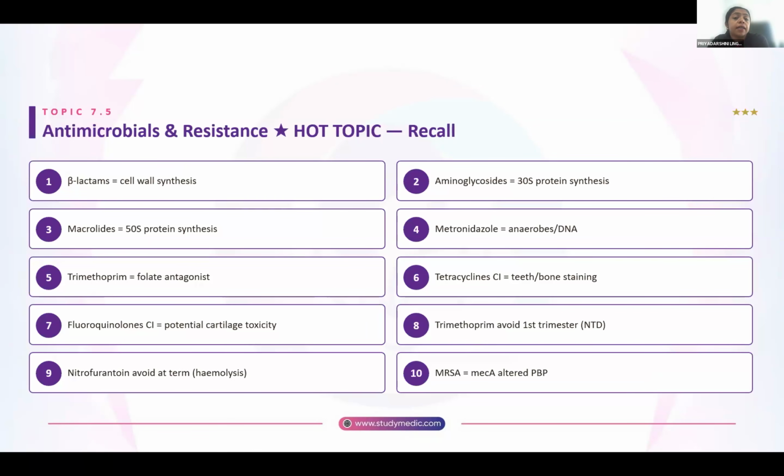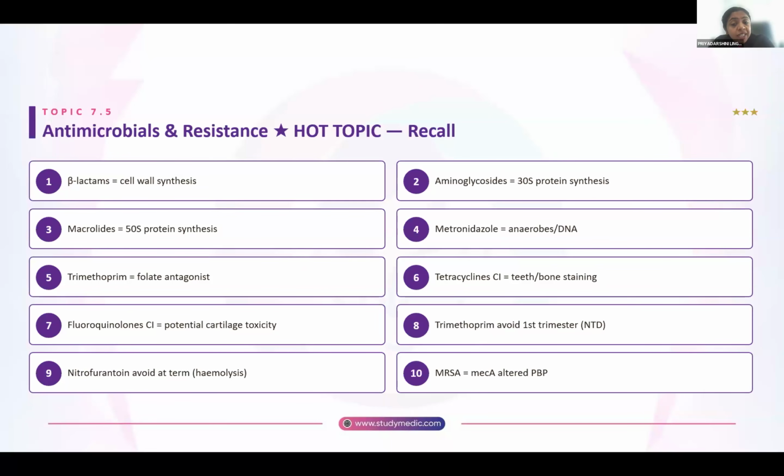So, what are the key recalls that you have to remember here? Your beta lactams is for your cell wall synthesis. Your aminoglycosides is your 30S protein synthesis. Your macrolides is your 50S protein synthesis. Your metronidazole is for anaerobes and DNA. Trimethoprim is your folate antagonist that needs to be kept in mind. Tetracycline is contraindicated because of the staining. These points are repeated again and again because they are key recalls that are seen in your exam.